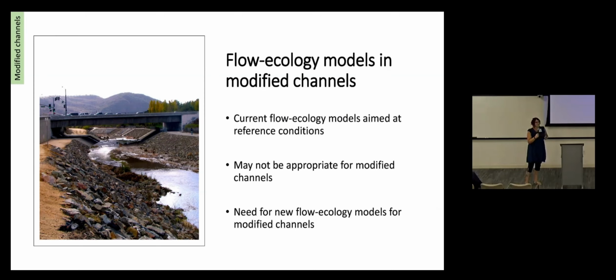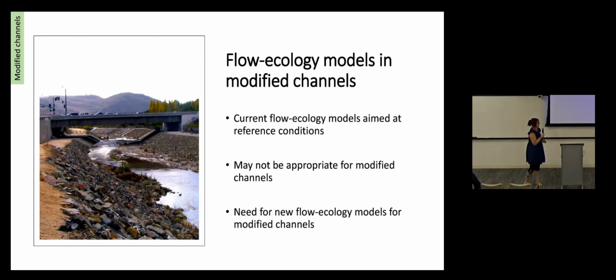So with regards to modified channels, our flow ecology models at the moment tend to be focused on trying to get back the reference conditions. And that's using, for example, that 0.79 CSCI threshold. And that's probably not going to be appropriate for modified channels because it's just not going to reach there. So we don't want to be fighting a losing battle. So it's basically that we need to build newer or updated flow ecology models, or at least make them adaptable for modified channels.